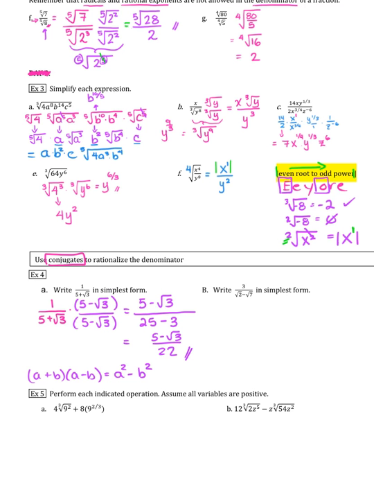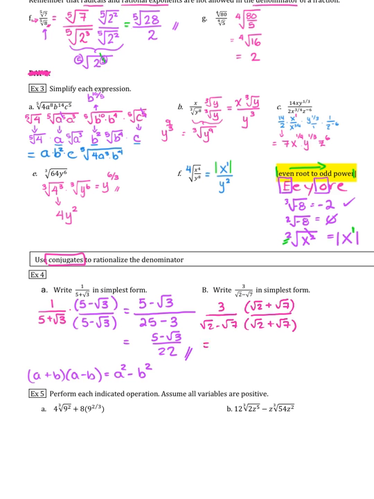Okay, so let's try this next one. If you want to pause and try it on your own, that's fine. We have 3 over rad 2 minus rad 7. So the conjugate will be rad 2 plus rad 7 over rad 2 plus rad 7. So again, we're multiplying by 1, so we're not changing the fraction.